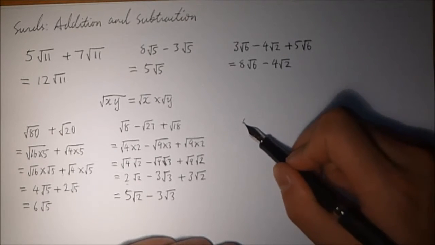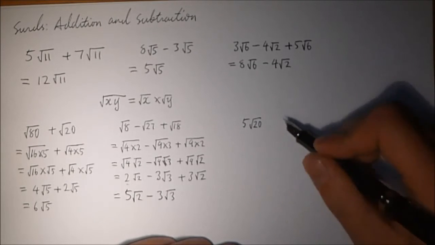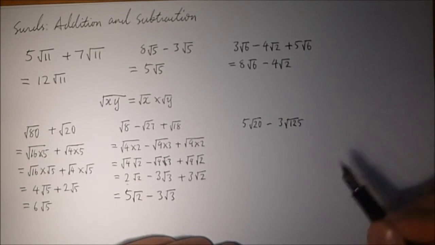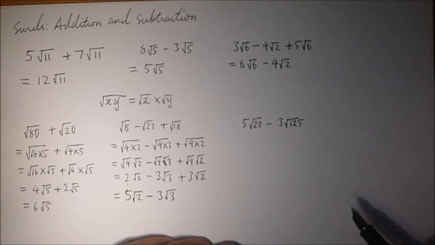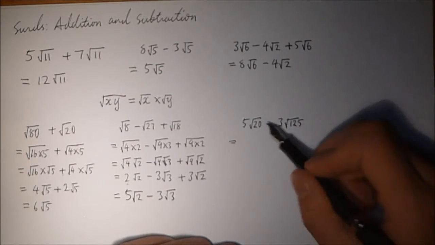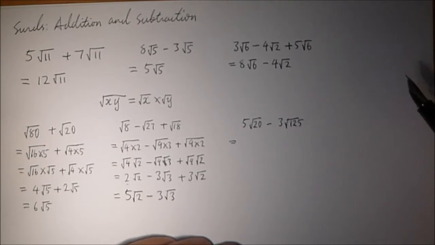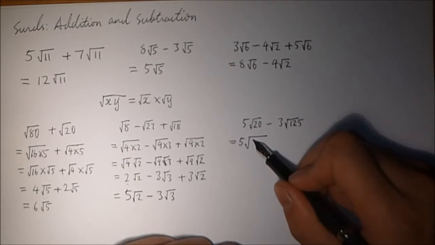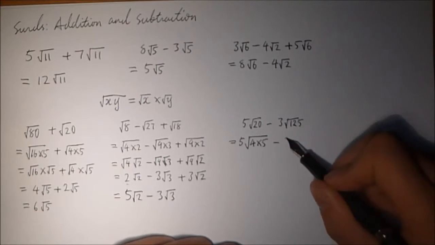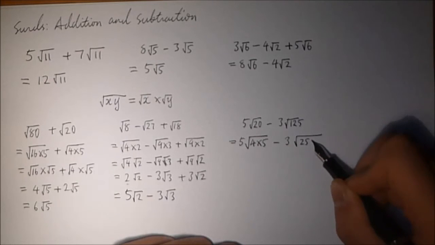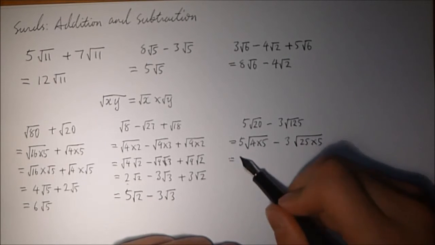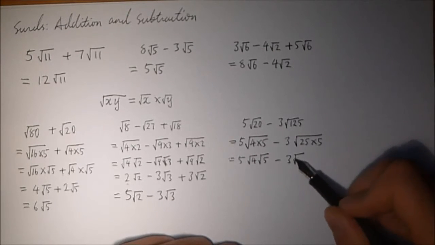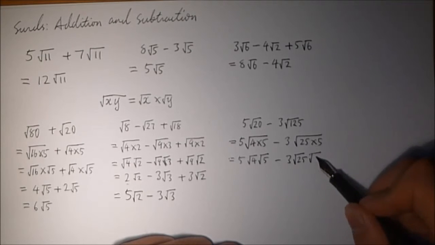Last example, 5 times square root of 20 minus 3 square root of 125. In this case, once again, we can just break down whatever is under the radical sign into a square number and a non-square number. So we end up with 5 times square root of 4 times 5 minus 3 times square root of 25 times 5. So we end up with 5 square root of 4 times square root of 5 minus 3 times square root of 25 times square root of 5.